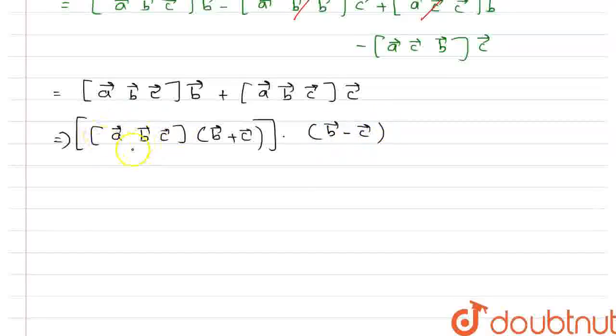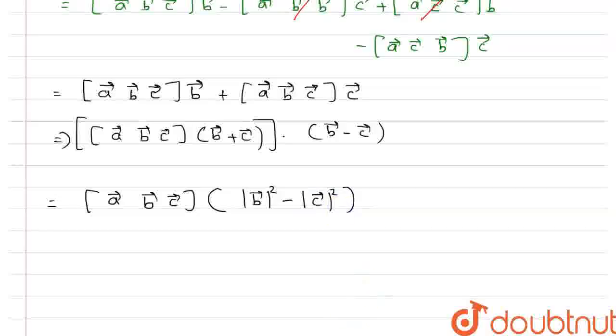Now note that this is a scalar quantity. So we will write it down separately. So here we have a vector, b vector, c vector, that is the scalar triple product of a vector, b vector and c vector, and b vector plus c vector dot b vector minus c vector will be equals to magnitude of b vector square minus magnitude of c vector square.